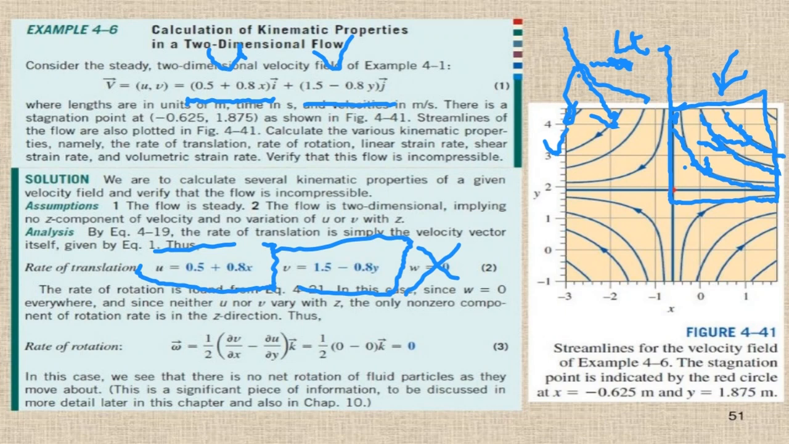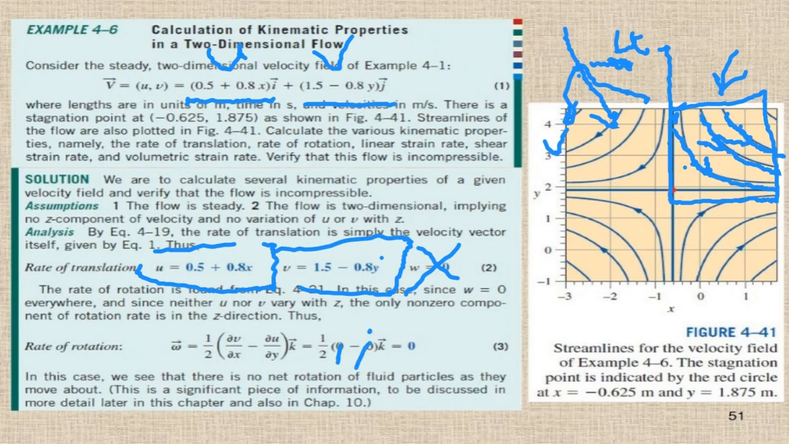In the xy plane, the w velocity is given as 1/2 (dv/dx minus du/dy). What is dv/dx? It's the x derivative of the v velocity. The v velocity here has no x in it, so it's 0. And the second term, du/dy, is the y derivative of the u velocity. There is no y here, so it's 0.